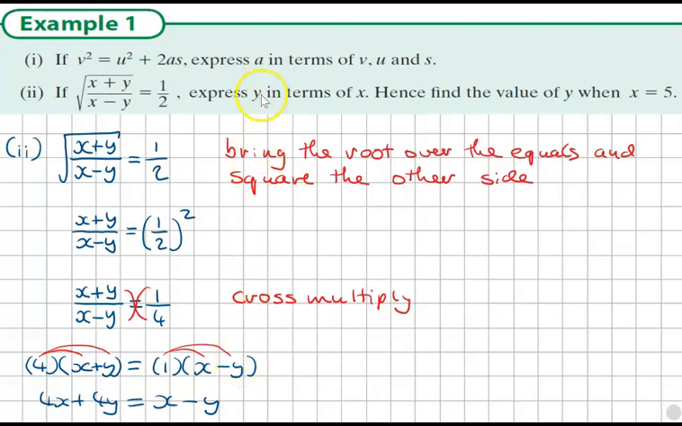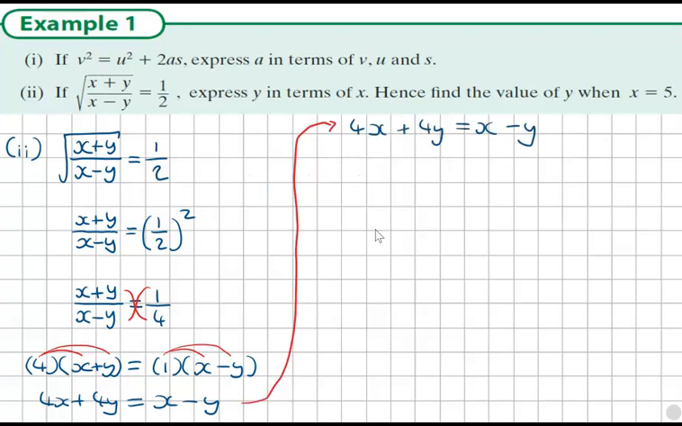So remember, we're trying to get the y on its own. So at the moment, we have 4y on the left and minus y on the right. So we're going to bring everything with a y over to the left and everything without a y over to the right. So I've just written down this step again. So I haven't actually done anything new here. So I'm going to bring everything with a y over to the left. So bring all y terms to the left.